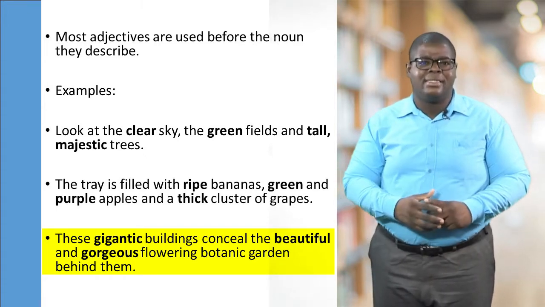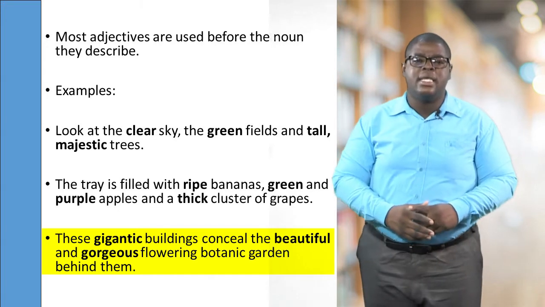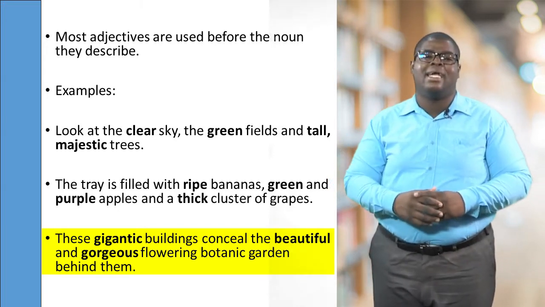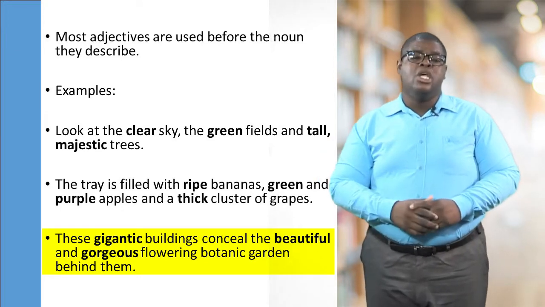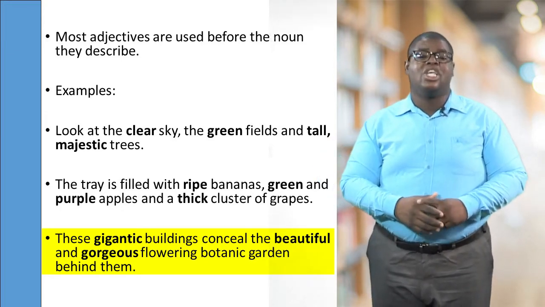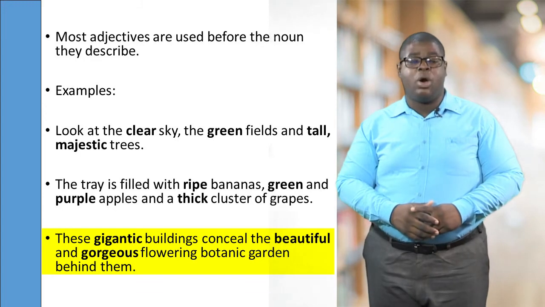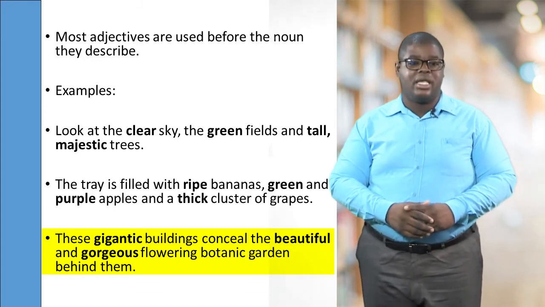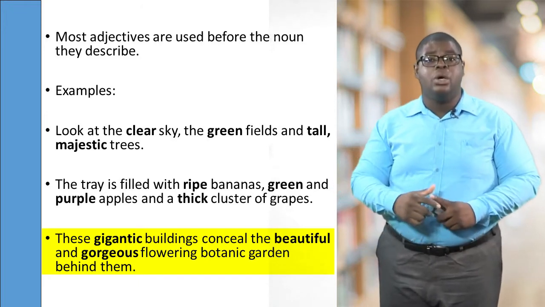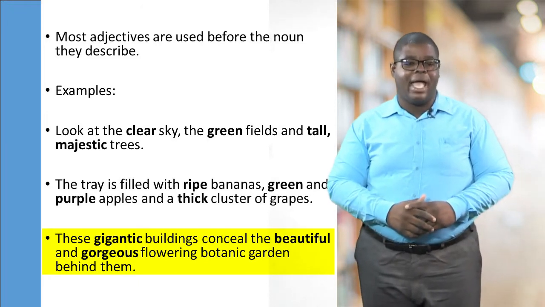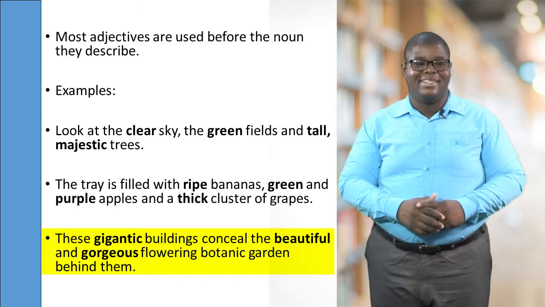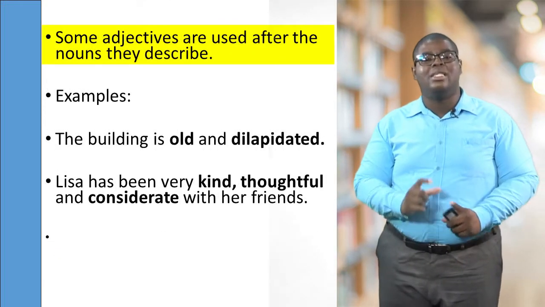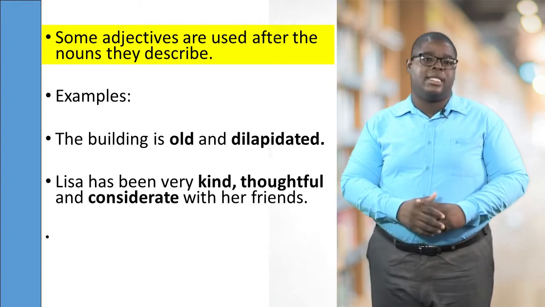These gigantic buildings conceal the beautiful and gorgeous flowering botanic garden behind them. So we have the adjective gigantic modifying the noun buildings. Then we have the adjectives beautiful and gorgeous modifying the noun garden. All right? Now, some adjectives are used after the nouns they describe.